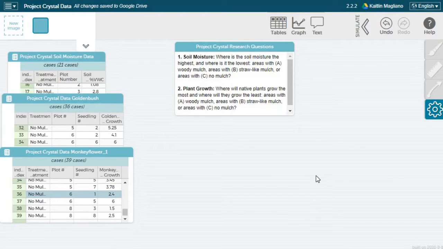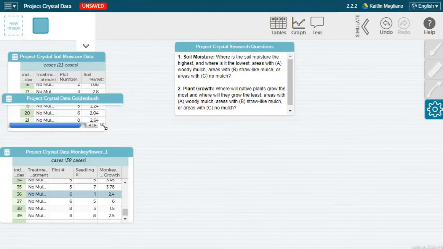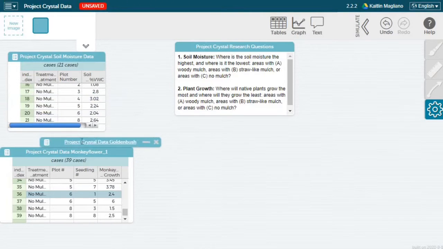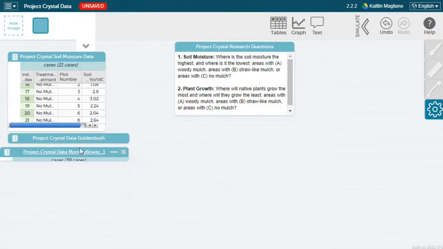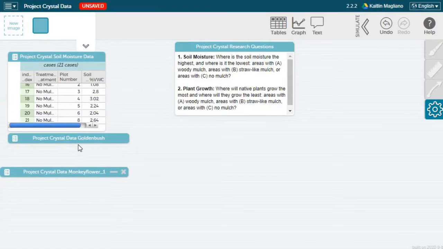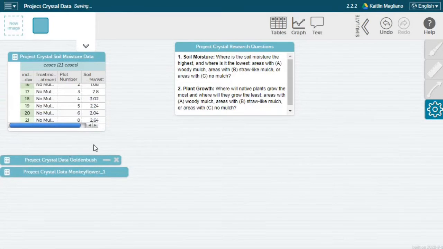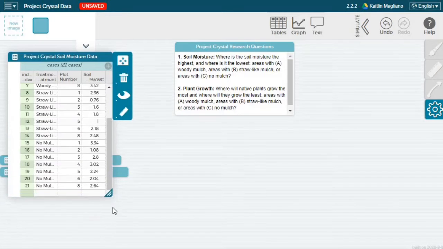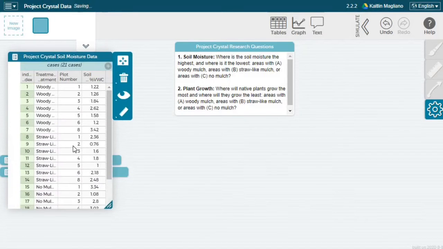So we've uploaded the data that you helped collect into SageModeler. So when you open up a link from our data, it'll bring you to this page. So you can see we have soil moisture data, golden bush, and monkey flower. And you can minimize these or move them around as needed for whatever you're working on. So for now, I'm going to move my monkey flower and golden bush out of the way. I'm going to expand my soil moisture data.